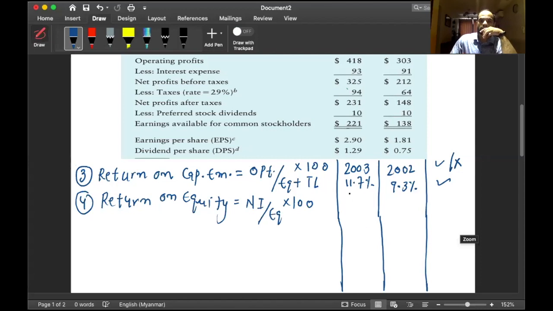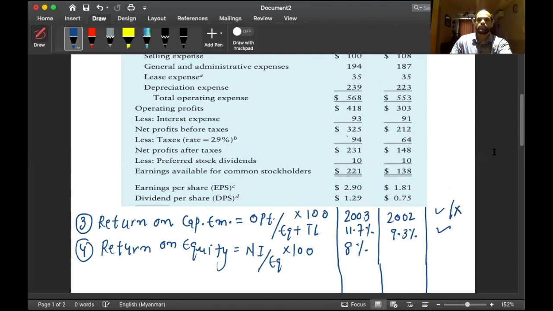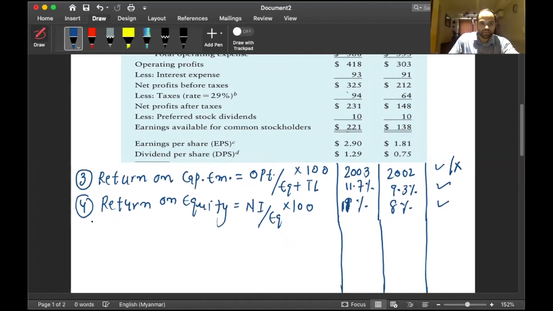So for 2003, it's 8%, and 2002, it's 11%, sorry. 11%, all right, and 8%, which is good. All right, so this is your return on equity. So profitability ratio is finished.